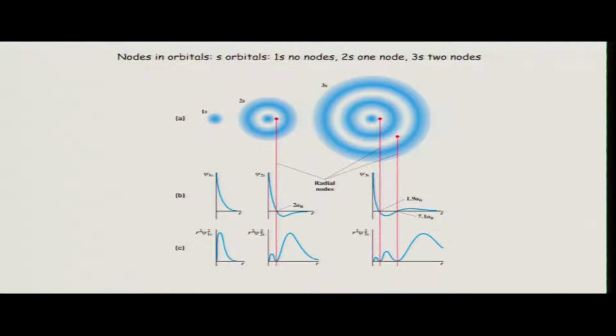However, nodes can exist irrespective of the symmetry and other issues. In terms of s orbitals, the nodes exist in the radial part. So, 1s has no nodes, 2s has 1 node and 3s has 2 nodes. Typically these are radial nodes, represented as n minus 1 nodes that you will always get, and so the first one, 1s, does not have any node.